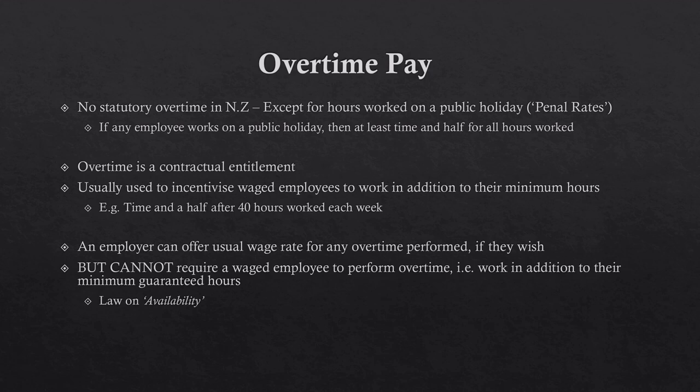So to get around the availability law, often employers will simply incentivize waged employees to agree to work additional hours over and above whatever is contractually specified. So overtime after 45 hours, say, gives them some leeway or incentive to work additional hours.